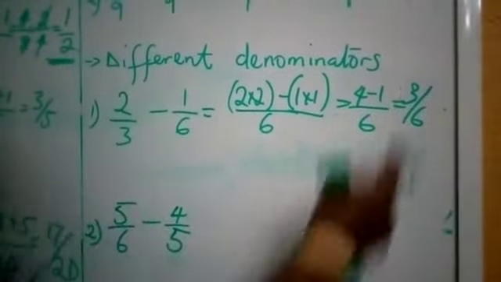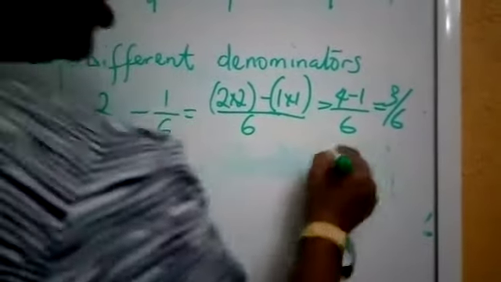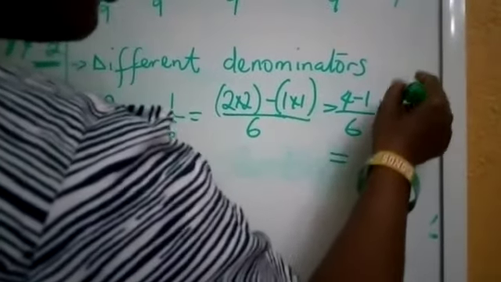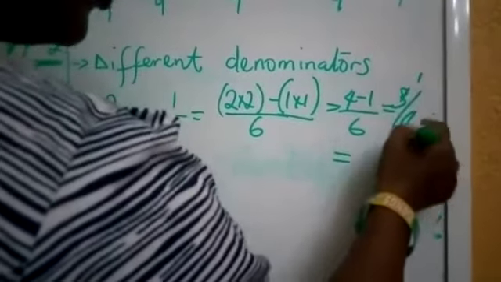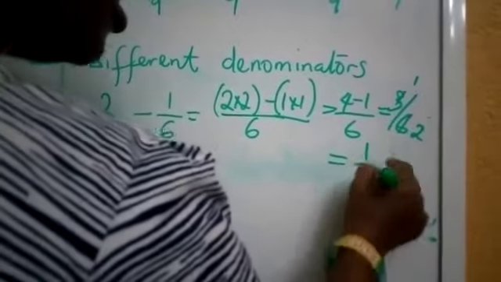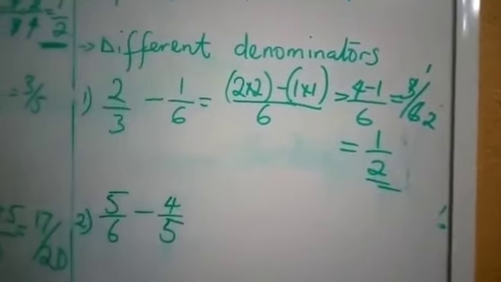What do we do? We break our fraction down to the lowest term. So that is going to be 3 will go there, 1. 3 will go here, will be 2. So our final answer is 1 over 2. We come to the last one.